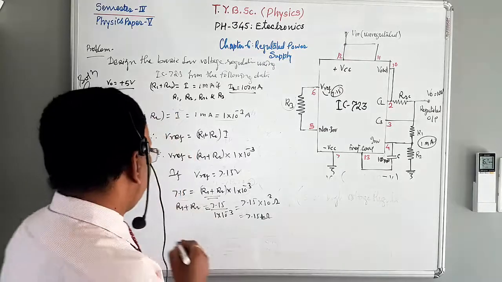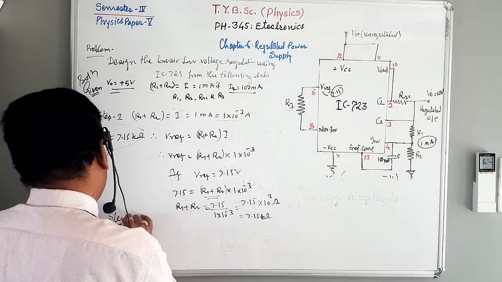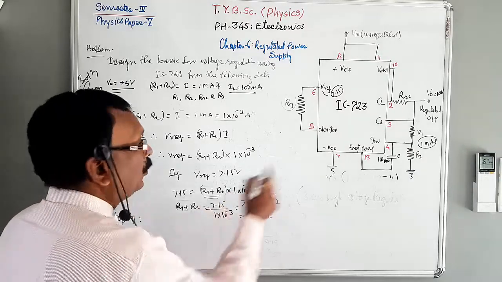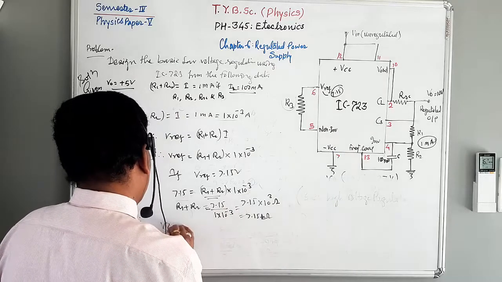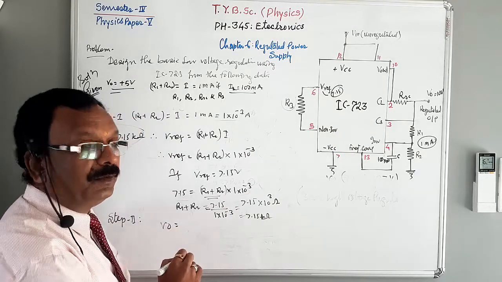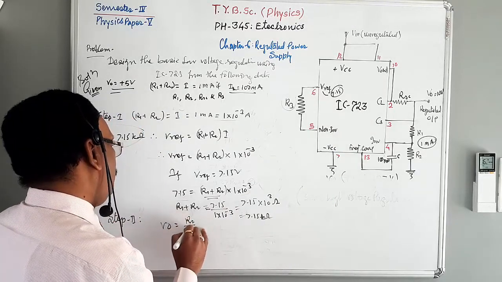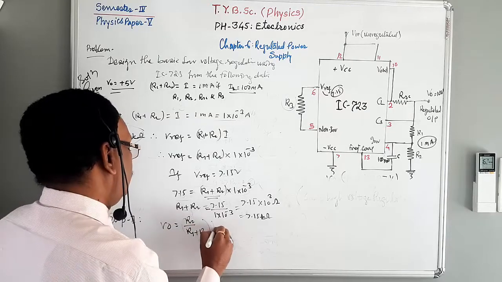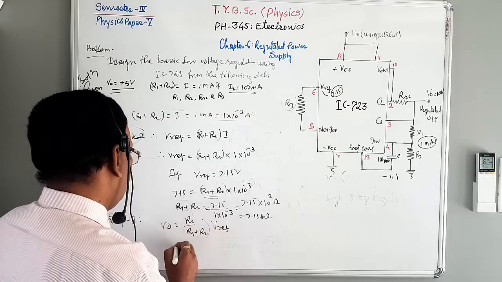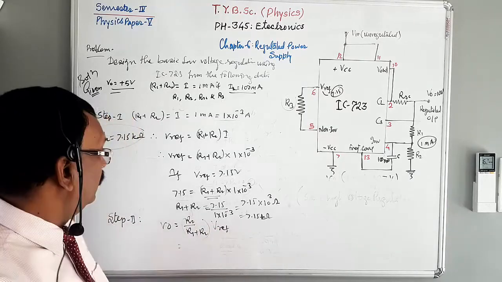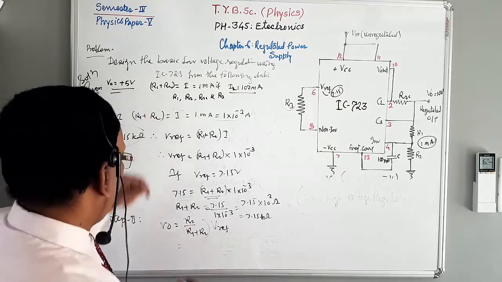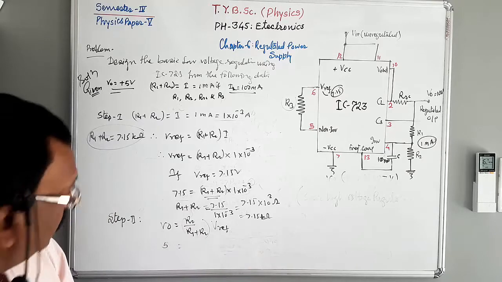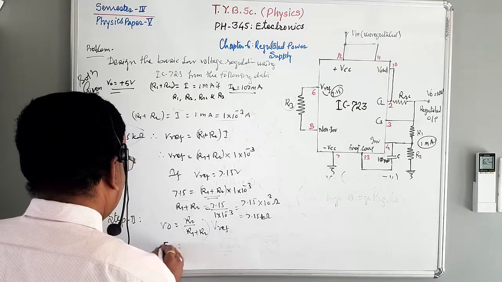In the second step, what we have to do? We know that output voltage V is equal to R2 upon R1 plus R2 into V reference. Now, output voltage is given as 5 volt.